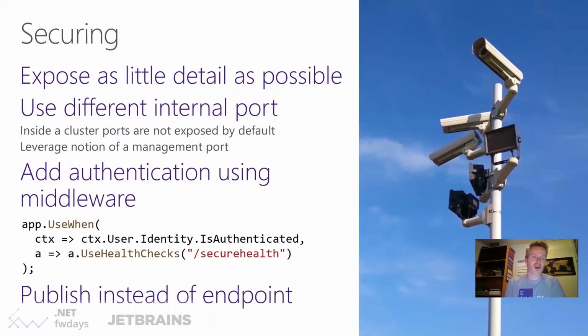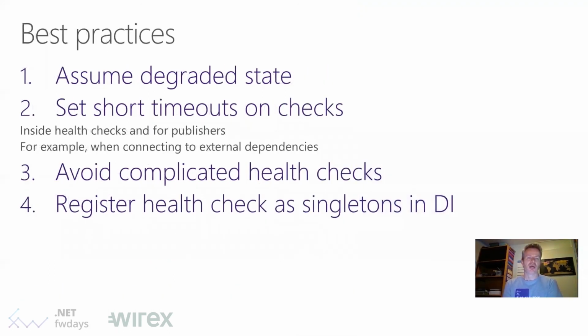our demos so far. I will skip a bit over the securing part, because we've already covered it: the management port that keeps away the endpoints and makes them only internal to the cluster. But there is a little bit of code fragment where you can do mapping to your health endpoints only for authenticated users. And if you want to be completely secure, think about publishing instead of exposing endpoints. You should assume a degraded state, not make your checks too complicated, and have short timeouts, because you don't want the health checks to bog down your system and actually become the problem for the health of the service.